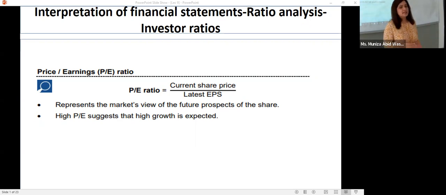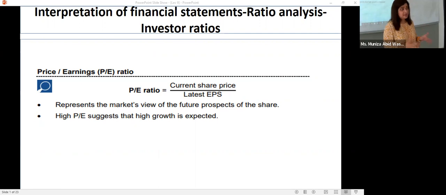Different stakeholders can have different kinds of interests in the business. Say, for example, investors. Investors are going to be primarily concerned with the dividends, with the share price, with the market share which the organization is having. So as per their interest, they are going to apply different ratios in order to interpret the situation of the organization.